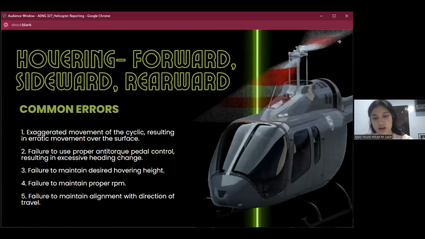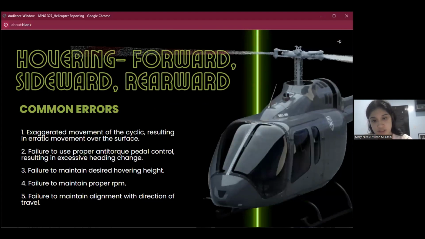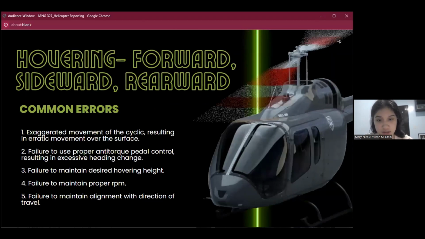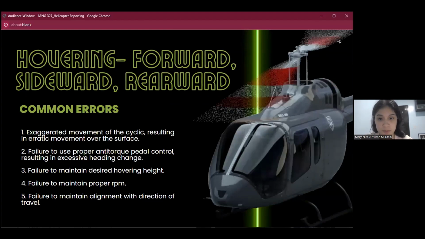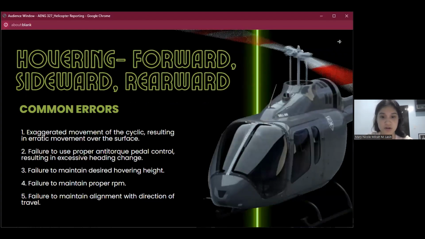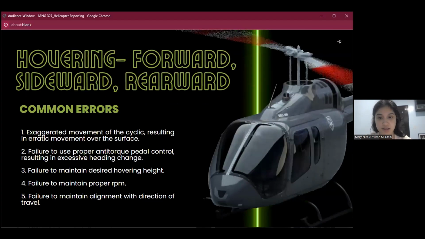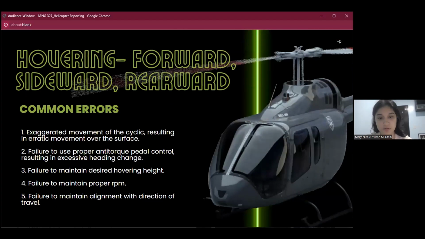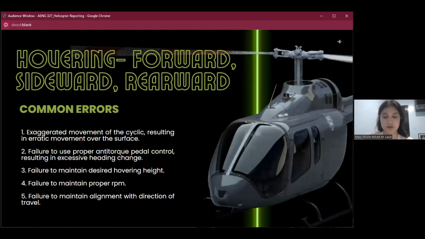So these are the common errors for the three hovering flights. First is exaggerated movement of the cyclic, resulting in erratic movement over the surface. Second is failure to use proper anti-torque pedal control, resulting in excessive heading change. Third is failure to maintain desired hovering height. Fourth is failure to maintain proper RPM. And lastly, failure to maintain alignment with direction of travel.